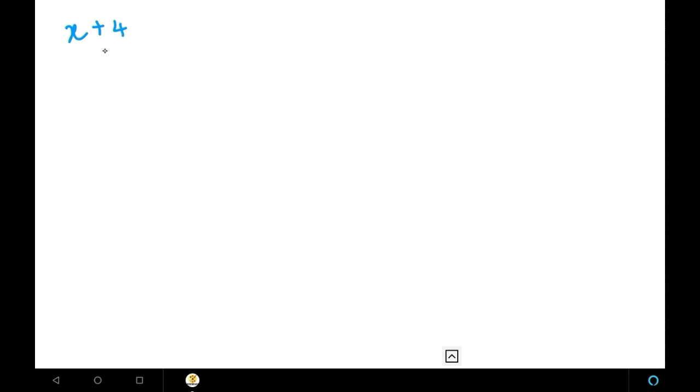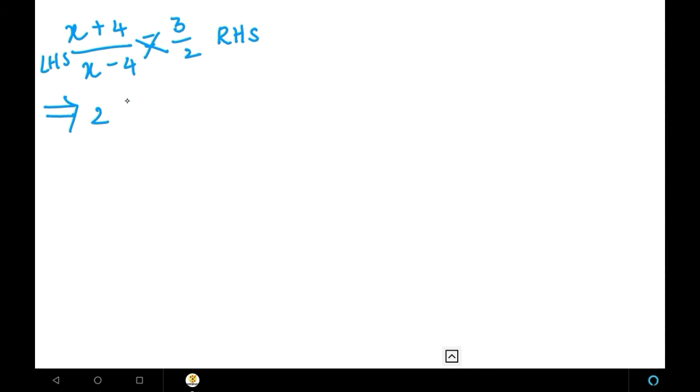x plus 4 by x minus 4 equal to 3 by 2. Let us cross multiply. Why are we cross multiplying? So that we will make everything numerators. I will show you how to make everything numerators by cross multiplying. This is RHS. This is LHS. In RHS, 2 is in denominator. When it goes to LHS, it will become the numerator.